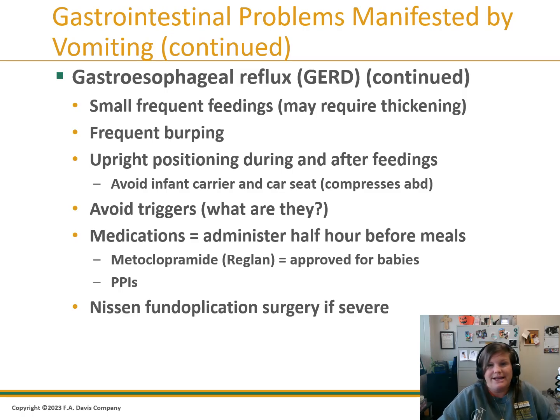Meds may even be necessary, like proton pump inhibitors, PPIs, like Prevacid and Prilosec. Anything that has that Zol ending. Hang on, let me see if I can.